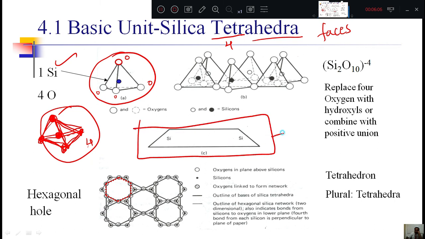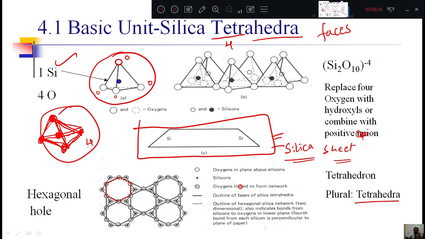This is called a tetrahedron, or plural, tetrahedra. Understood? And this is called a silica sheet. Here some points are given. Replace 4 oxygen with a hydroxyl or combine with the positive ion.